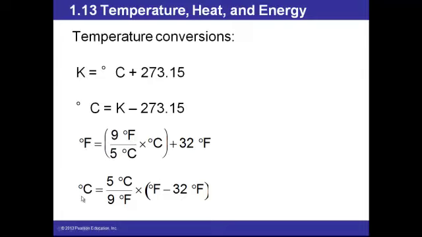And then if you're calculating degrees Celsius from degrees Fahrenheit, you have to do the opposite of this calculation. So first you have to subtract off 32 degrees, and then you have to multiply this by 5 degrees Celsius over 9 degrees Fahrenheit to get the correct conversion.